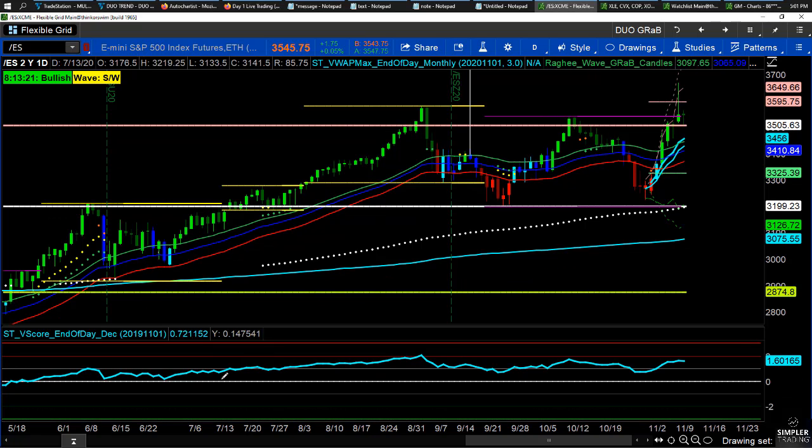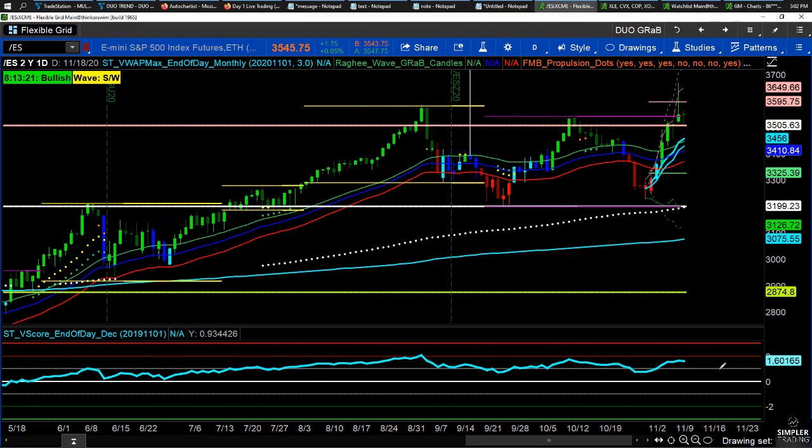Now, what is the V-score? The V-score is a measurement of the volume weighted average price in terms of standard deviation: +1, +2, -1, -2. How many standard deviations has the volume weighted average price deviated from the mean? And you'll notice that we bounced off the mean, and very close to the mean, when the market does pull back. Right now, we're actually trading a little closer to the upper end.